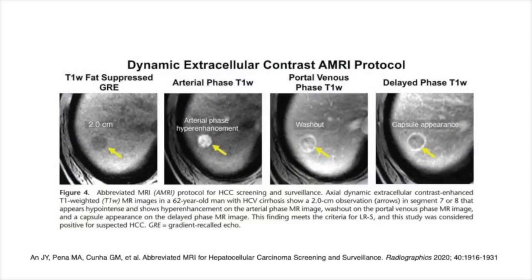Extracellular contrast agents are distributed in the intravascular and interstitial spaces and are not taken up by hepatocytes. Abbreviated MRI protocols that use an extracellular agent typically include arterial, portal venous, and delayed phases using T1-weighted imaging with or without T2-weighted acquisitions. Dynamic imaging allows for the assessment of lesion vascularity and enhancement patterns, in particular the identification of three LI-RADS major features: arterial phase hyperenhancement, washout, and capsule appearance.